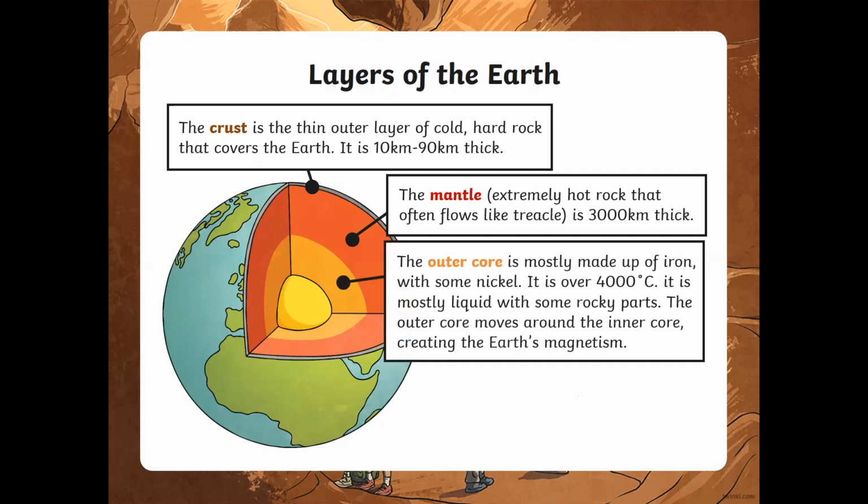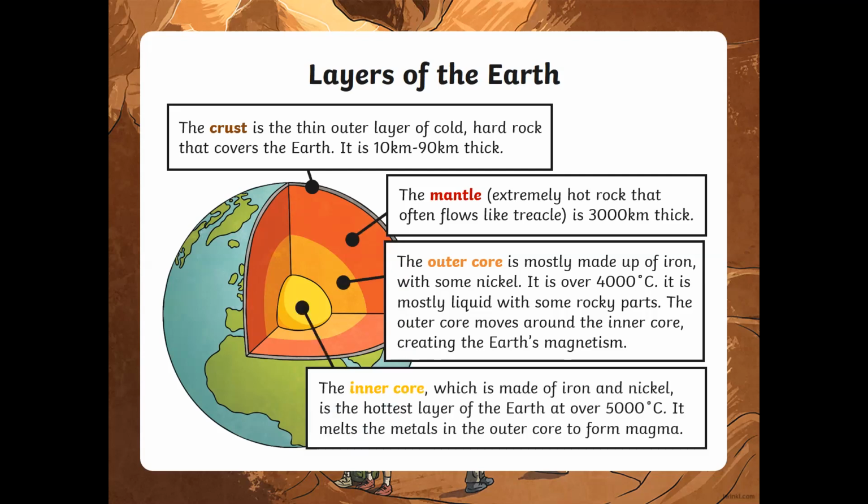Then we have the outer core, which is mostly made up of iron with some nickel. It is over 4,000 degrees Celsius. It is mostly liquid with some rocky parts. The outer core moves around the inner core, creating the Earth's magnetism.